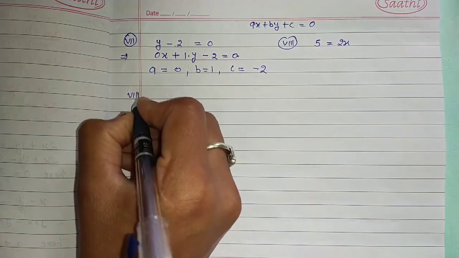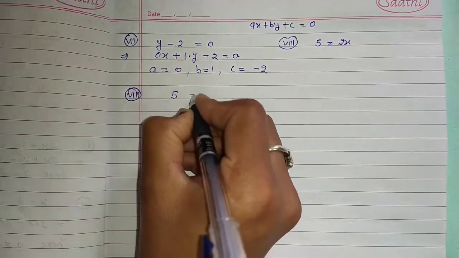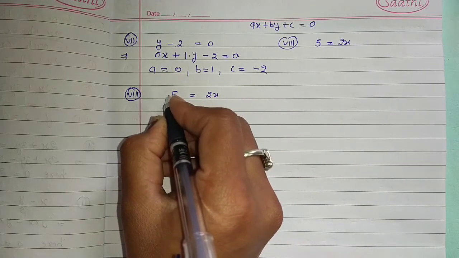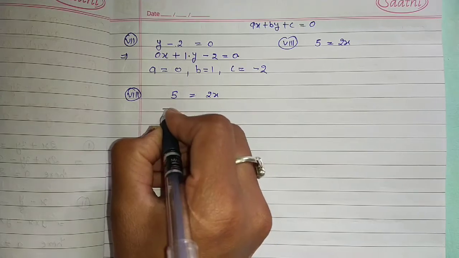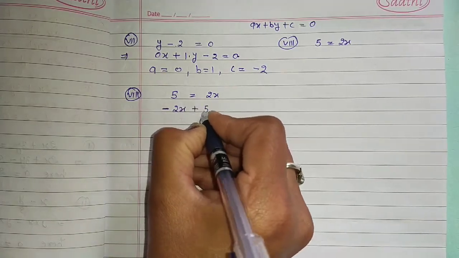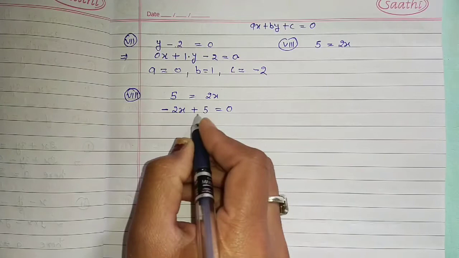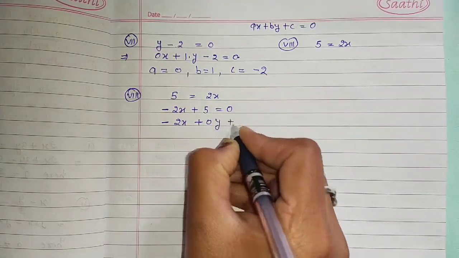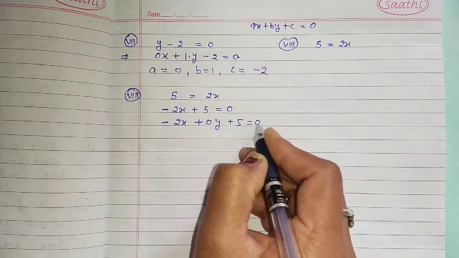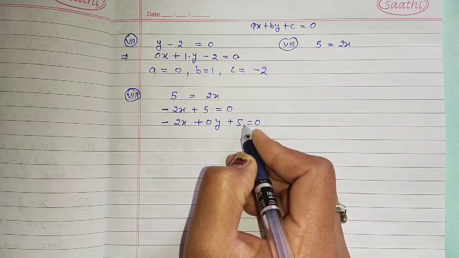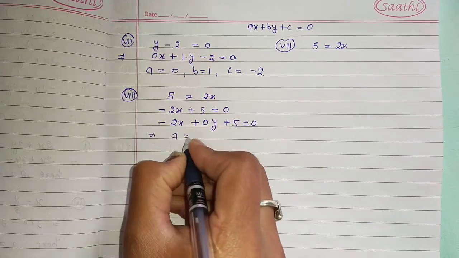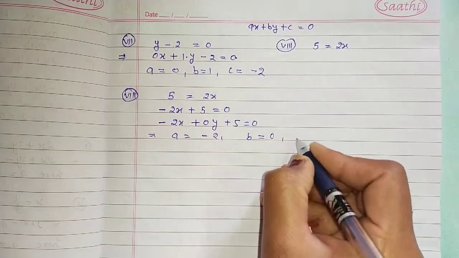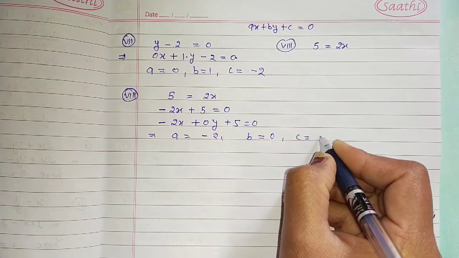And the eighth part of question second is 5 equal to 2x. By transferring 2x to the LHS, it becomes negative, and we can write it as minus 2x plus 5 equal to 0. And we can write this equation as minus 2x plus 0y plus 5 equal to 0. By comparing this equation with the standard form, we get a is the coefficient of x, that is minus 2, b is the coefficient of y, that is 0, and c is the constant term, that is 5.